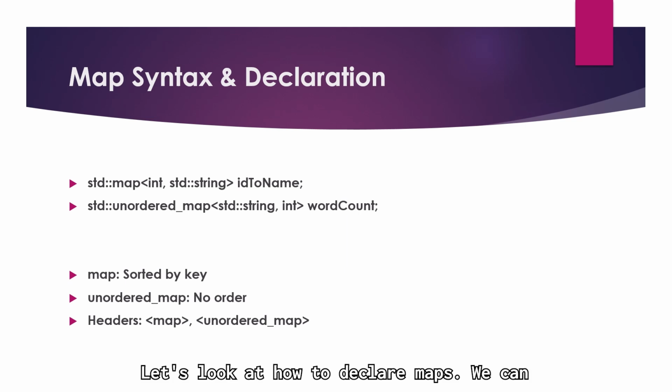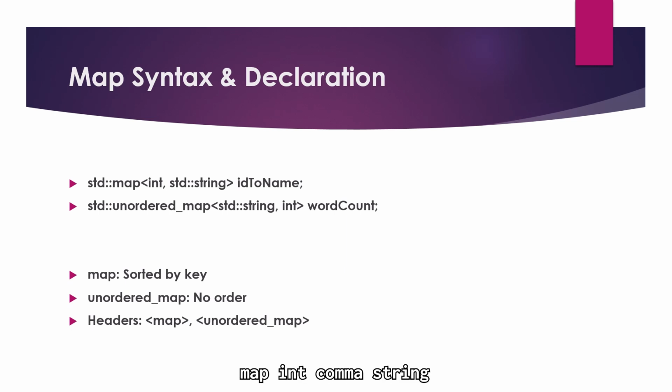Let's look at how to declare maps. We can declare an ordered map like std::map<int, string> id_to_name. Here each integer key maps to a string value, perhaps an ID mapped to a person's name. For faster access, we use std::unordered_map<string, int> word_count. This would be great for counting word occurrences. Remember, map keeps keys sorted while unordered map offers no guaranteed order. Make sure to include the correct headers: map for ordered maps and unordered_map for unordered ones.